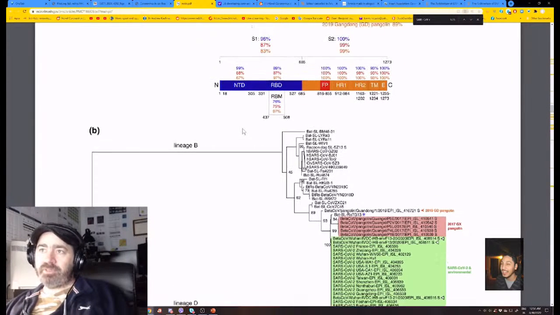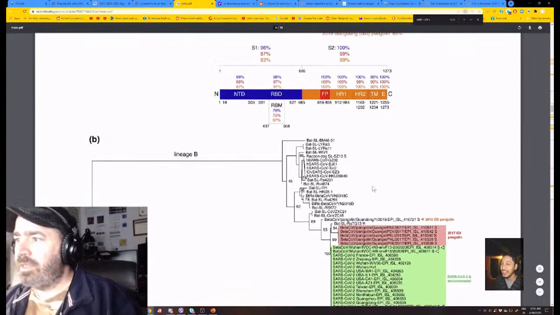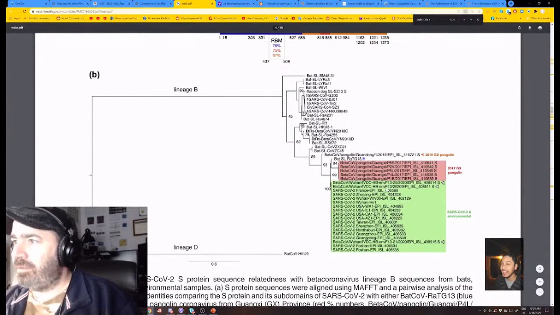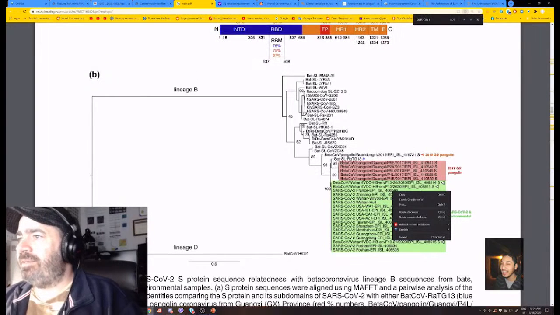So we're trying to understand here the S full-length identity between SARS-CoV-2 and pangolin, and they're trying to look at the blue, is that the whole thing you want to look at? And differences in domains. The receptor binding domain is different. So where on the tree does it fit? Pangolin, bat CoV-2, and I don't know why.